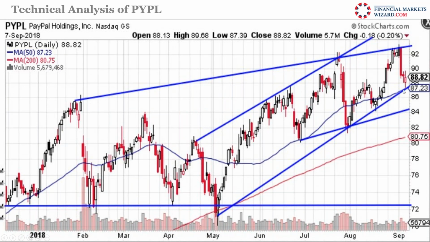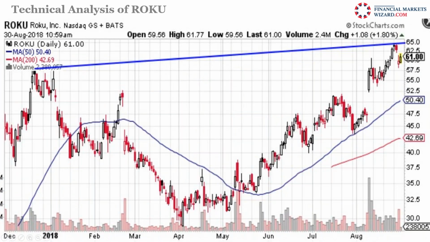PayPal, you see PayPal is sitting on the 50-day and an upward sloping trend line. So when it bounces and goes up, I do have a long position. I will add to PayPal because it's a confirmation that it wants to go up.